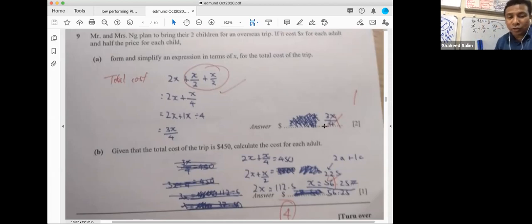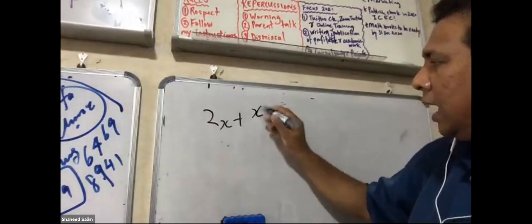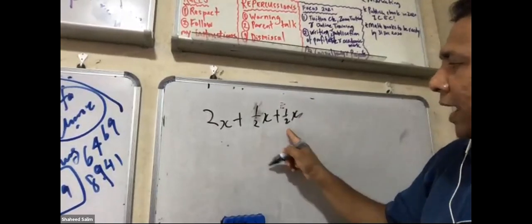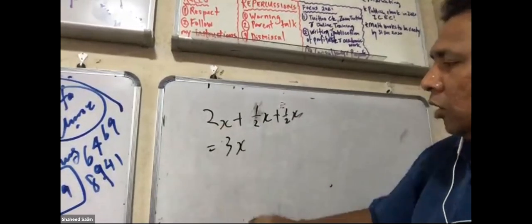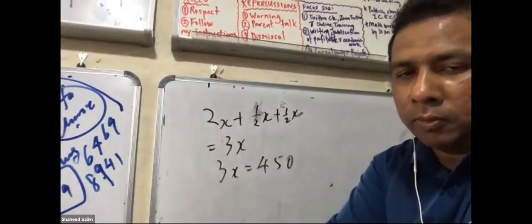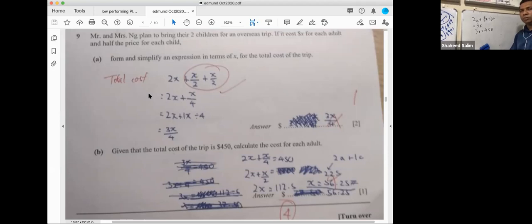Okay, given the total cost of the trip $450, so you've solved it. You know that the first answer is 3x. Okay, you say 2x plus half x plus half x, right? Half x is 1x plus 2x equals to 3x. Now 3x equals to 450. You can find out. What is the x now? Can you find out what's the answer? Calculate the cost for each adult. You know how to do. Please try to do.